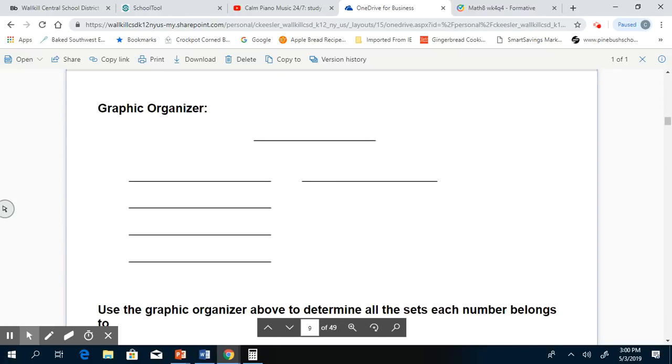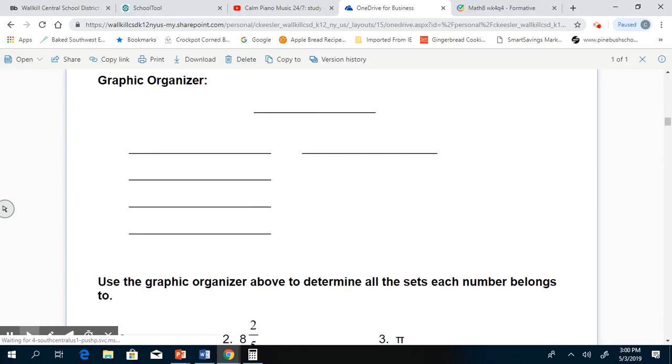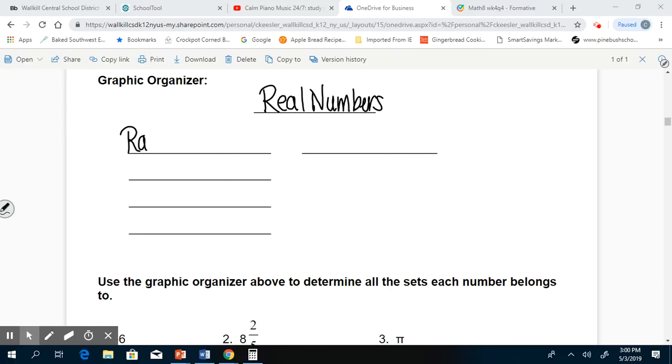Okay, on the back, we're going to organize the number sets into a graphic organizer, which we can use to then place numbers in the right sets. So again, the all-encompassing number set is what we call real numbers. Then within the real numbers, we have 2 main sets. We have rational numbers, and we have irrational numbers.